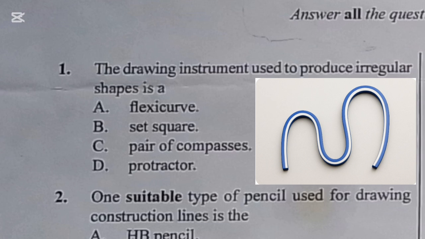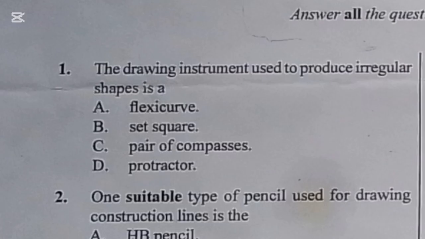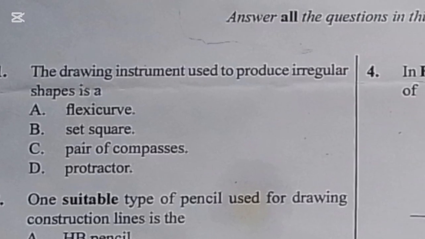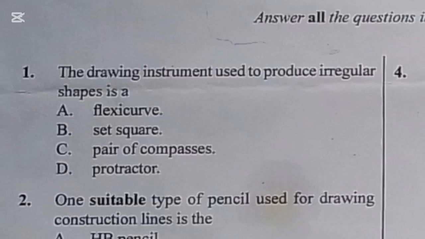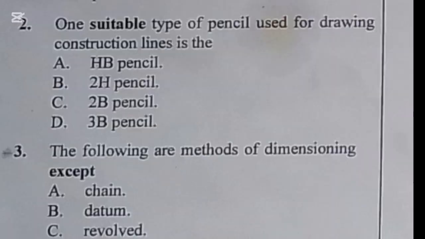Now question number 2. One suitable type of pencil used for drawing construction lines is the A HB pencil, B 2H pencil, C 2B pencil, D 3B pencil. The correct answer is B, 2H pencil.